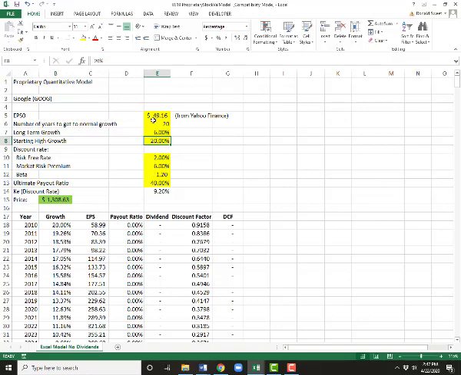But 20% now, and I think it'll take 20 years for them to go from a 20% growth rate to a 6% growth rate. Here's my discount rate for them, 9.2%. I use a 2% risk-free rate, a 6% market risk premium, and a beta of 1.2, doing exactly what you did on paper 7. Ultimate payout. What I mean here is, here's the way this model works.